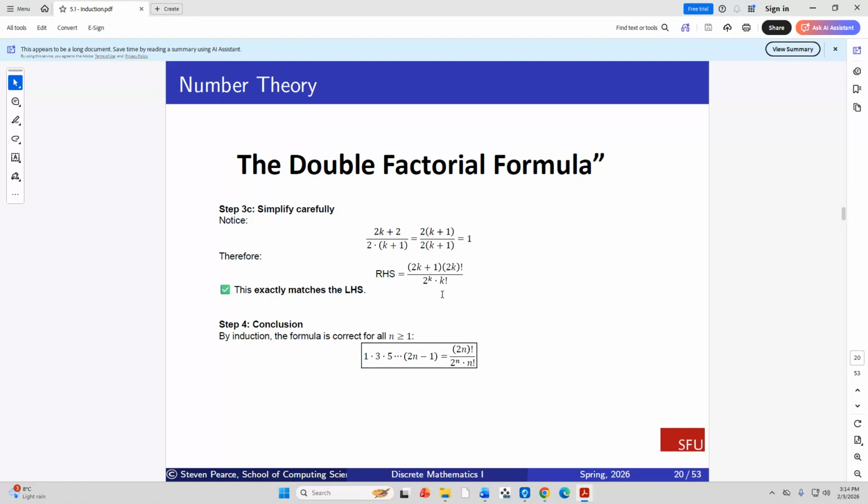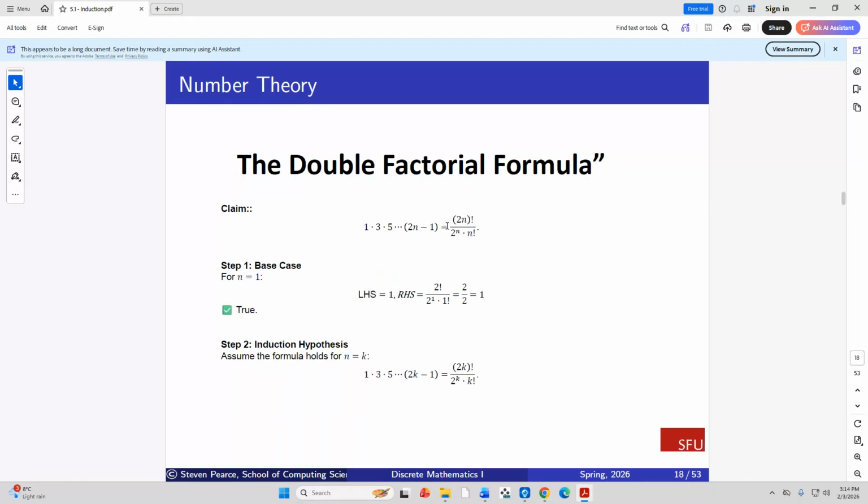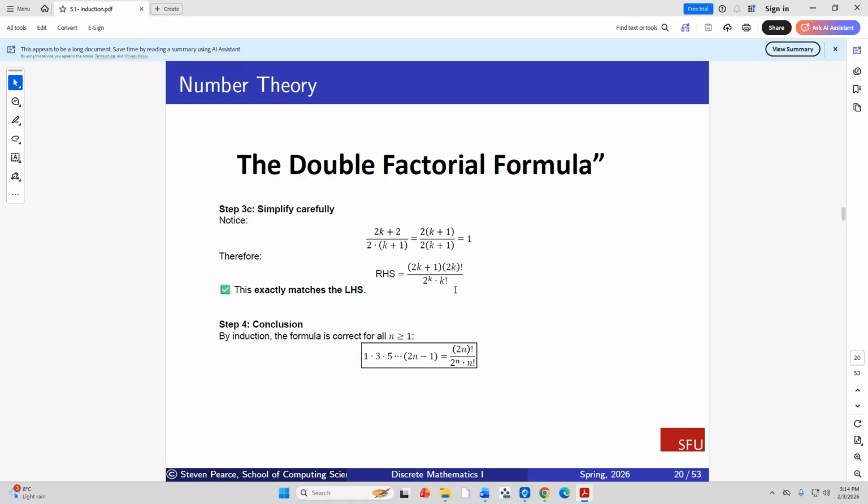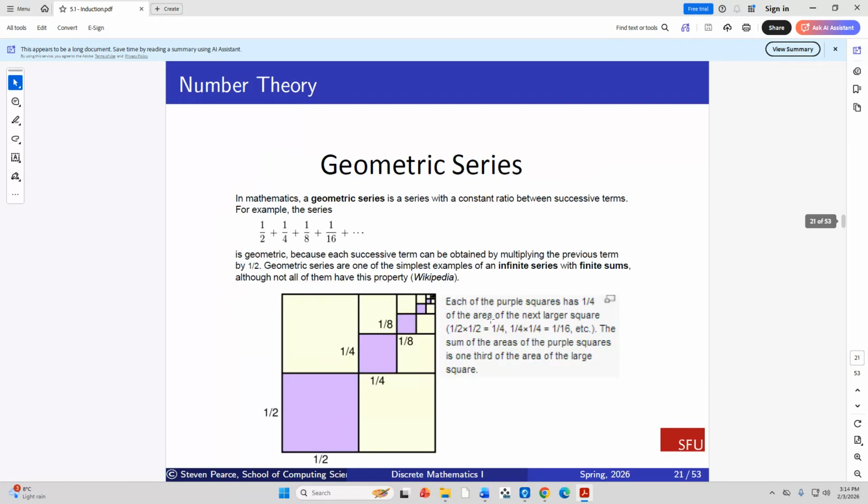Yes, it's absolutely right on. That's 2k plus 1 times 2k factorial, which is 2k plus 1 factorial. It's 2k plus 1 factorial, 2 to the k plus 1 factorial. That's what we've derived here. So that is how you prove this double factorial formula. I don't think you'll find that in the book. That's something I picked up elsewhere.